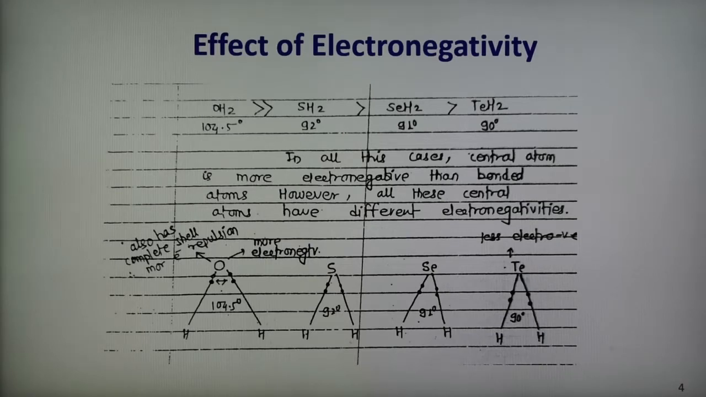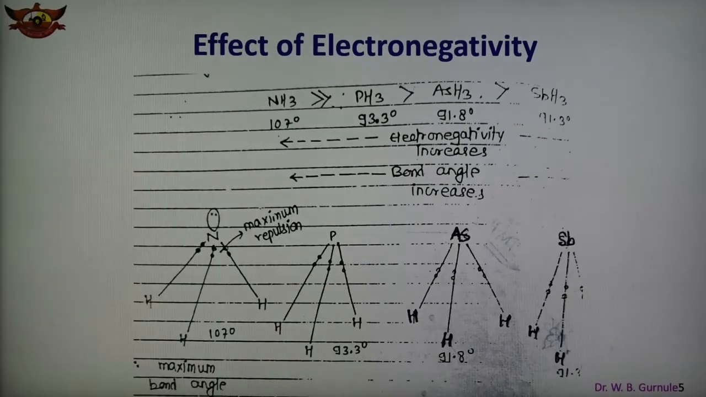A similar sequence is observed in the hydrides of selenium and tellurium. In case of TeH2, the bonded pairs of electrons are comparatively away from each other, and therefore it shows the least electronic repulsion, and the result is that the bond angle is very small. Similarly, we can also explain some more examples on the basis of this, and the next slide shows some more examples.